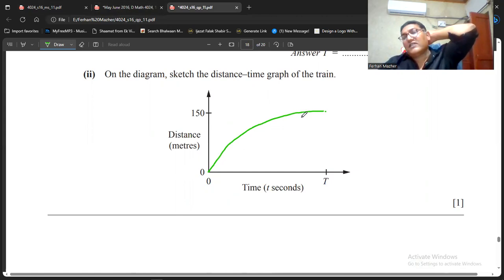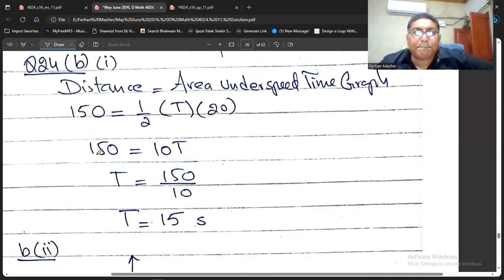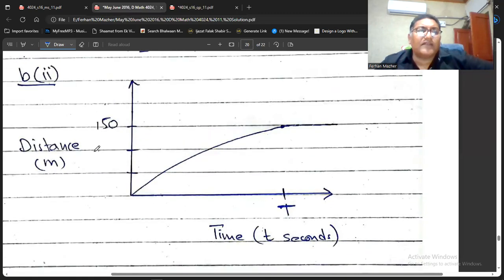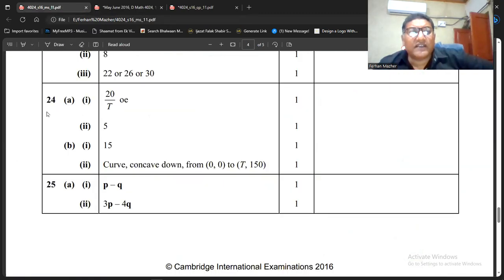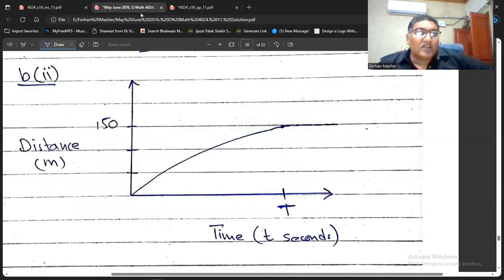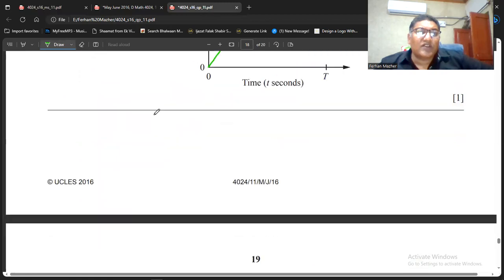So you see the gradient is gradually decreasing. The shape should be something like this, a decreasing curve. The gradient is gradually decreasing basically. The curve is concave down from (0, 0) to (T, 150). So this is how this is done. Now we are going to the next question.